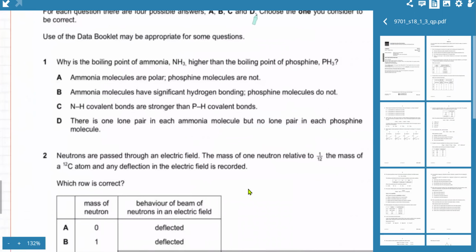The first one is you can use the data booklet. Why is the boiling point of NH3 higher than the boiling point of phosphine? So that's a very easy answer. NH3 has hydrogen bonding, so it can have hydrogen bonds. Ammonia molecules are polar, phosphine molecule is also polar, except that it's not that polar. N is more electronegative, so it's going to be B. Hydrogen bonding would be significant, whereas phosphine molecules do not.